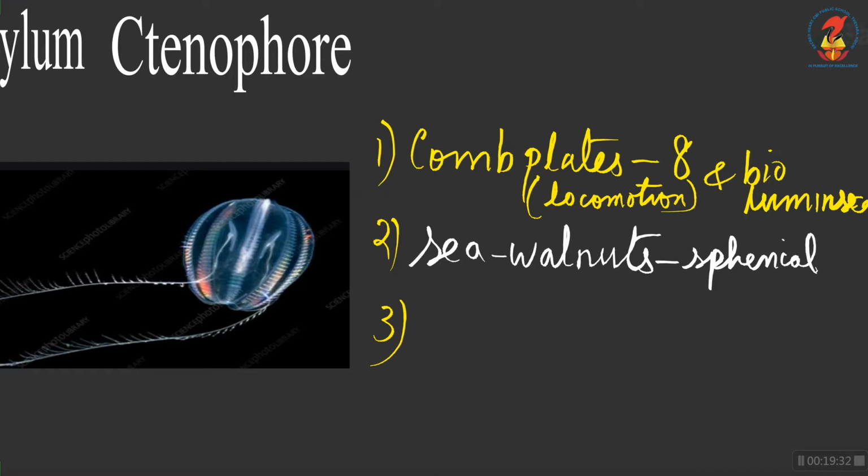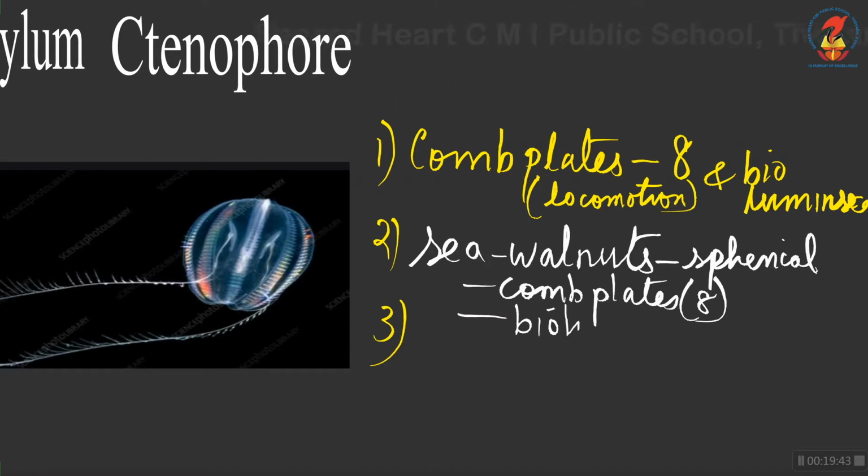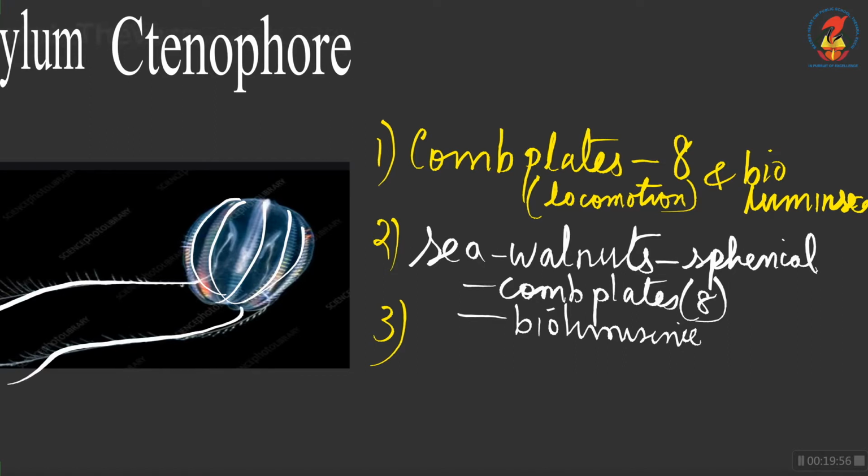and what are all the features you can see? Spherical, bearing the comb plates. From the diagram you can get all the features. Comb plates, 8 of them. Then they show bioluminescence. See, it is illuminated. You can see like an electric bulb, the lights are circulating like this on all the comb plates. And lastly, can you see 2 tentacles? 2 trailing tentacles.